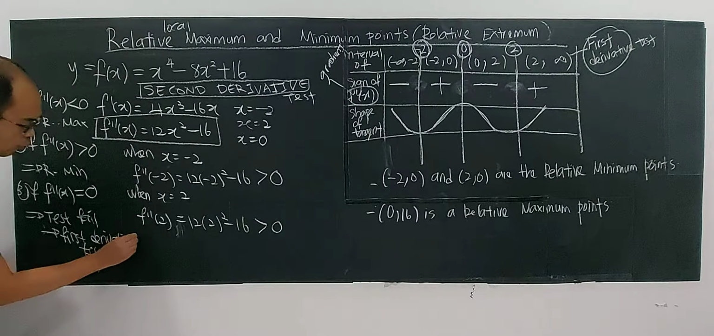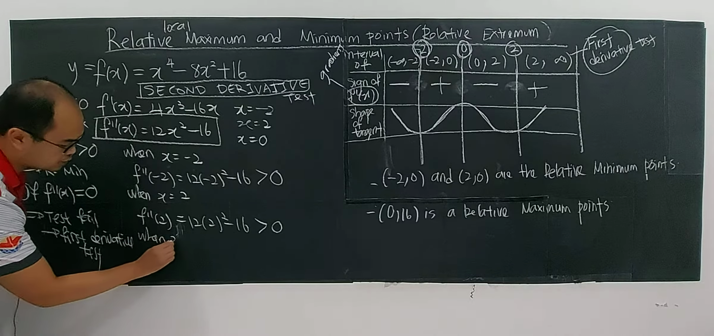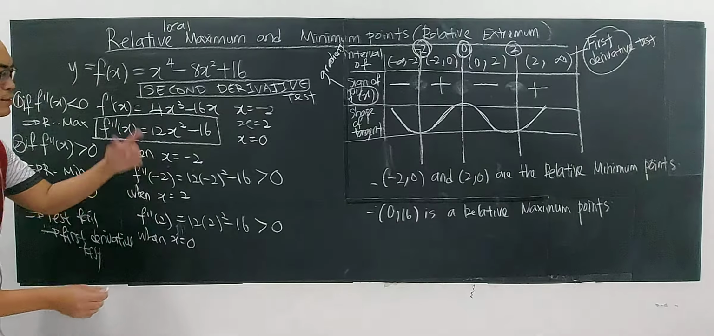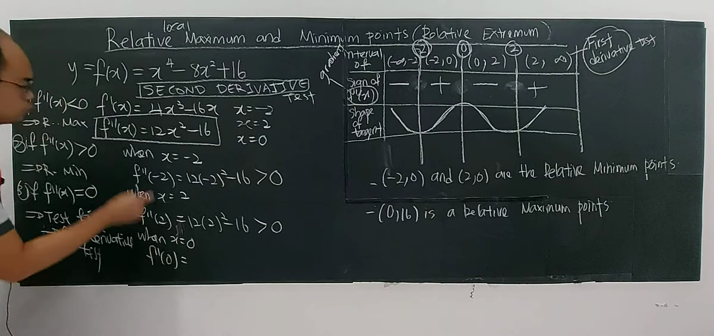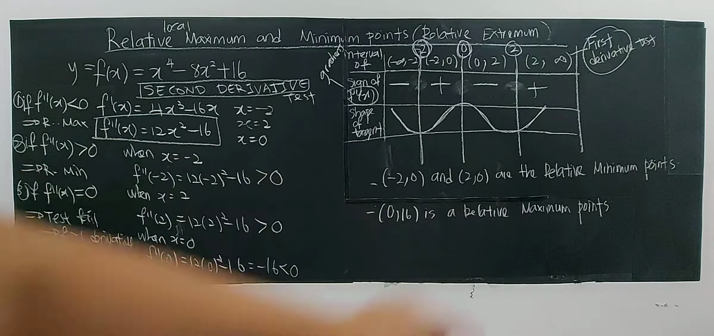So how about when x is 0? When x is 0, you substitute into the second derivative to do the test. You substitute 0: 12 times 0 squared minus 16. This one you are getting 0 for the first term, so you are getting negative 16, which is less than 0. Less than 0 is a relative maximum point. Can you see that? It's a relative maximum point.